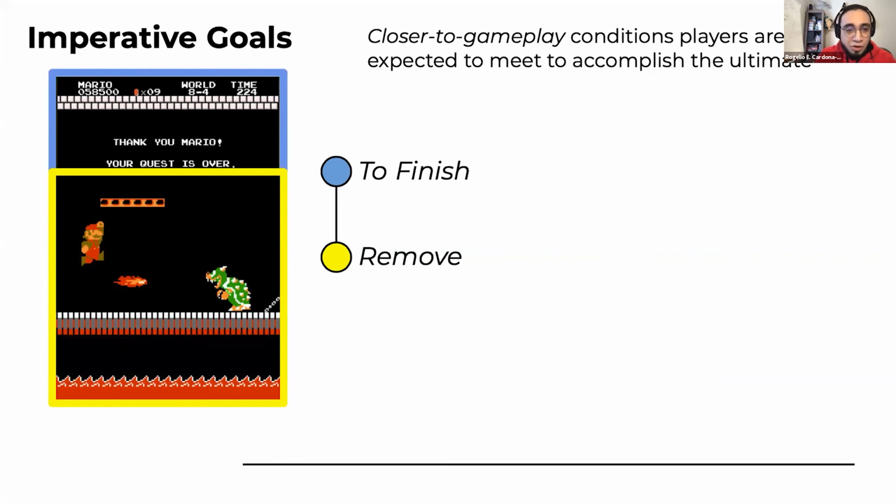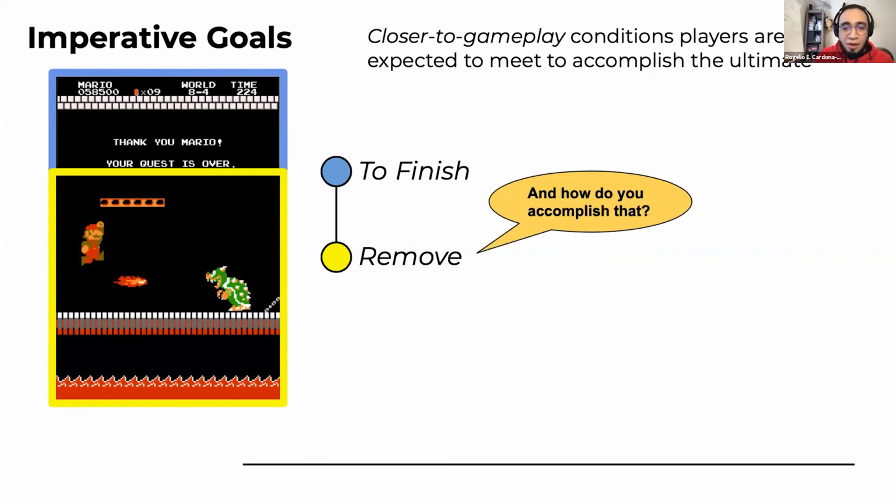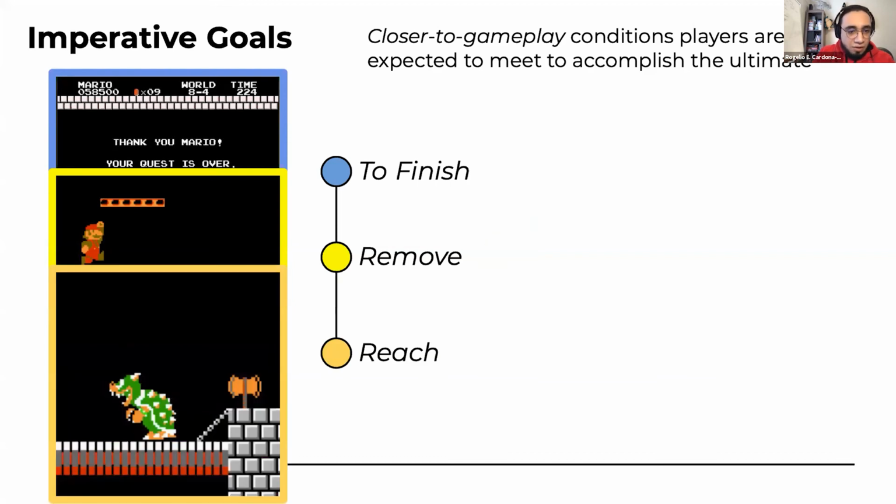And then you can recursively ask yourself, well, what does that mean? How do you accomplish that? Well, one way that you can remove the Bowser token is to reach the location that is depicted by what is arguably an axe, so you might think of it as a lever. And this is where it gets tricky, because you can successively decompose these imperative goals, maybe potentially infinitely. But what this is getting at is that there are these imperative goals that exist under this top level ultimate goal. And once again, I'm using the terms remove and reach.